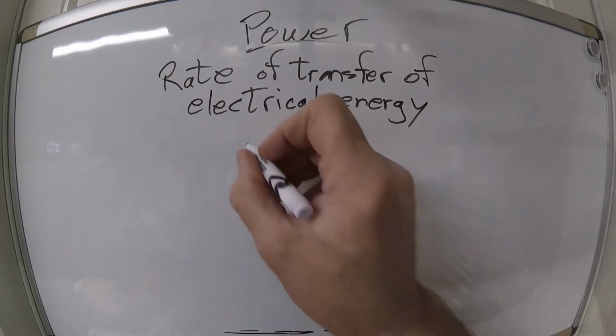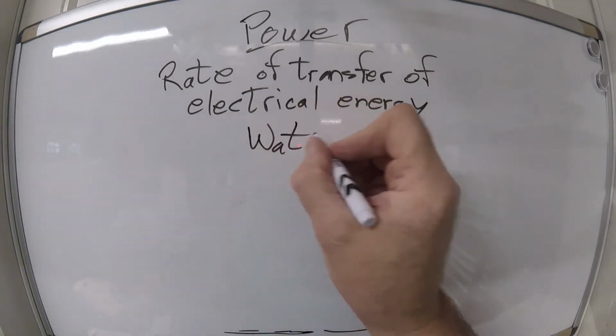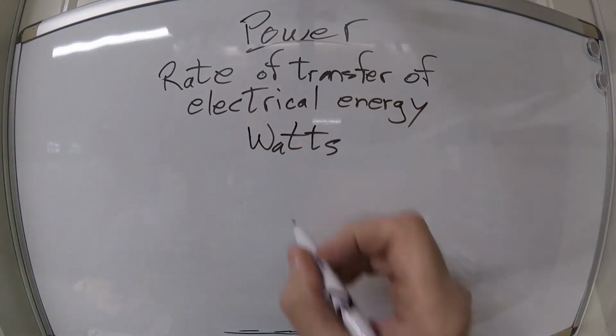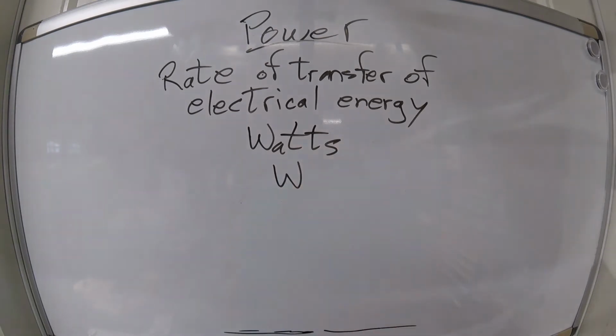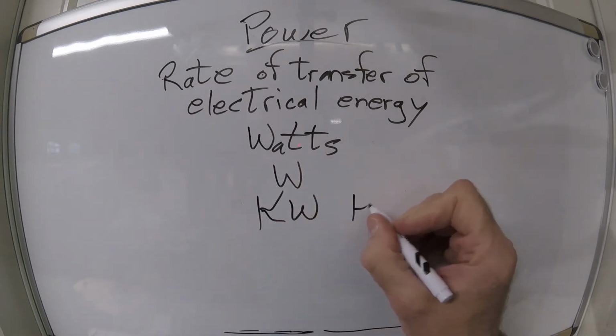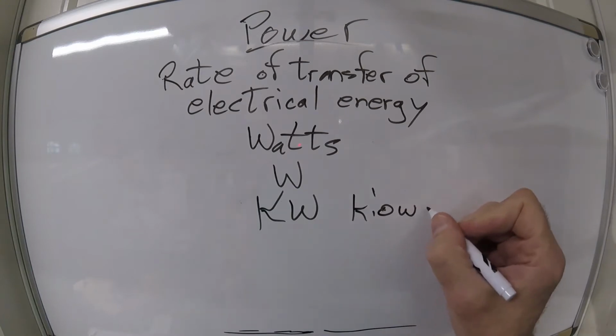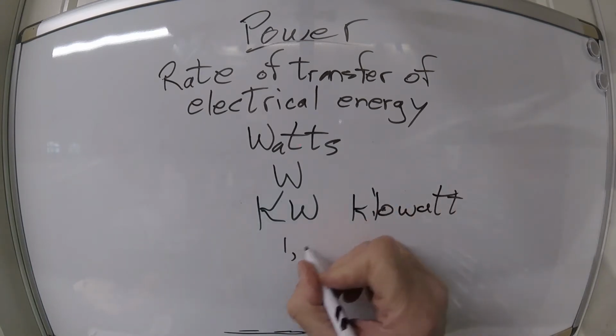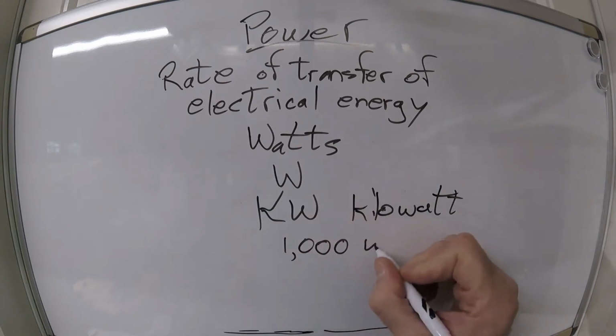Power is measured in watts. And you guessed it, I'm pretty sure that's another scientist's name. And the abbreviation is W for the watt. Or sometimes, if you ever look at your electric bill at home, you'll notice that you're charged for your electricity in kilowatts. That would be kW, the kilowatt. And that's just 1,000 watts.